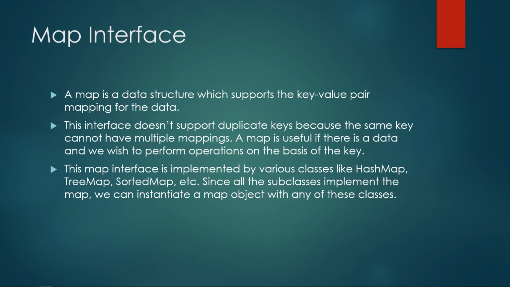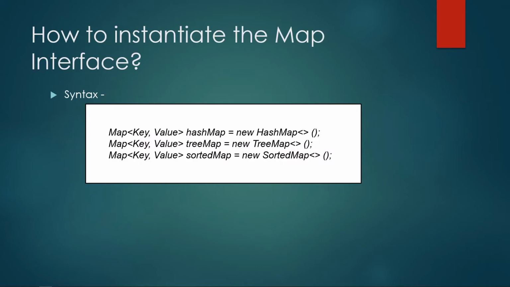Since all the subclasses implement the map, we can instantiate a map object with any of these classes. So let's take a look at how to instantiate the map interface. So if we look, we can see that we create a variable of type map, and we assign an object of either type hash map, tree map, or sorted map.